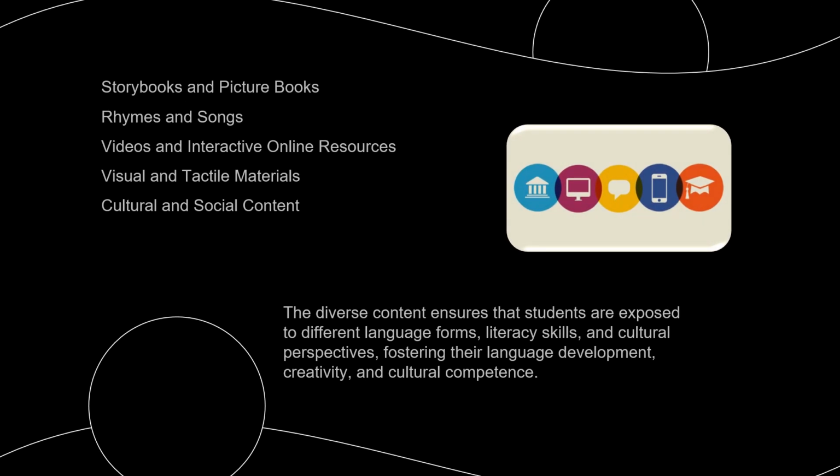To exemplify the content selection process, let's consider an English language curriculum for primary school students. Storybooks and picture books, rhymes and songs, videos and interactive online resources, visual and tactile materials, cultural and social content.